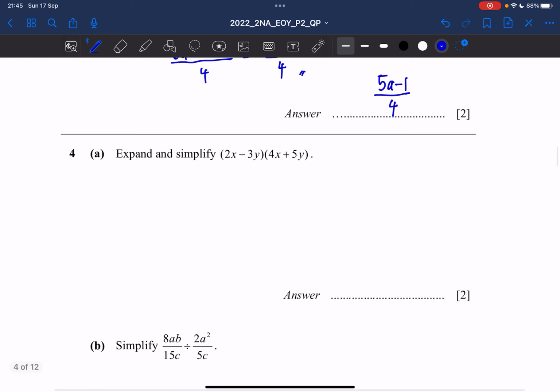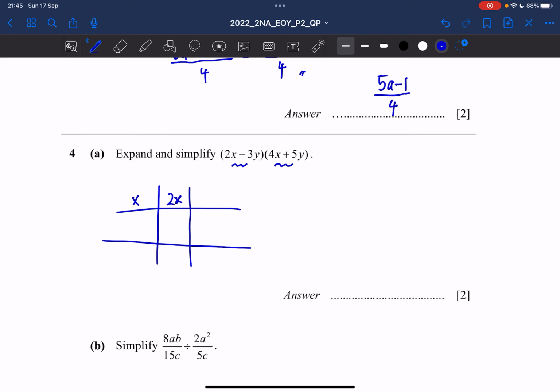Now question 4a. We notice this is 2 items in a bracket. So we use the tic-tac-toe. So this multiplication. This is 2x. This is negative 3y. This is 4x. This is 5y. Now what happens is we want to put a value for each cell. You notice that this part here is connected by 2x and 4x. So 2 times 4 is 8x squared.